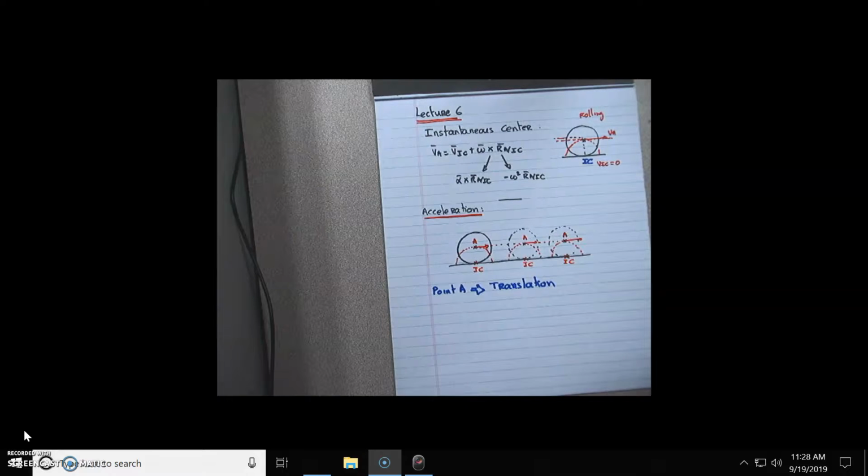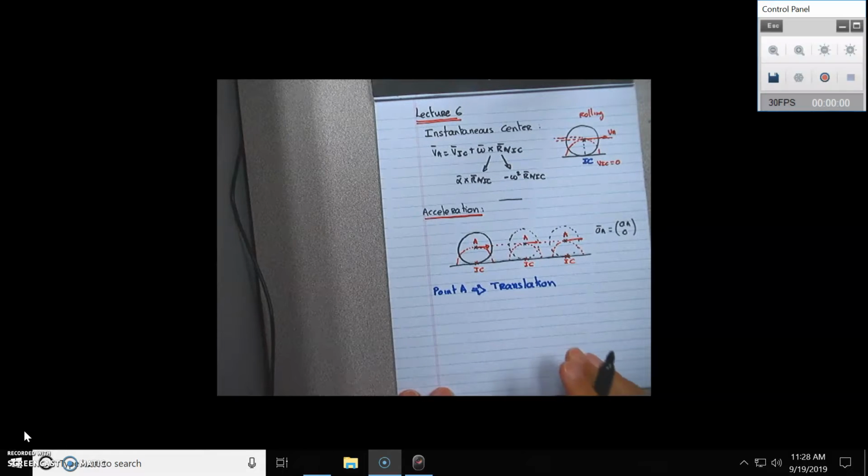We agree? The motion of point A is just translation and only has a component in what? In the x direction. Yes? Okay, so we're good. So we agree with that. That's not a problem. So now let's see what would happen mathematically.